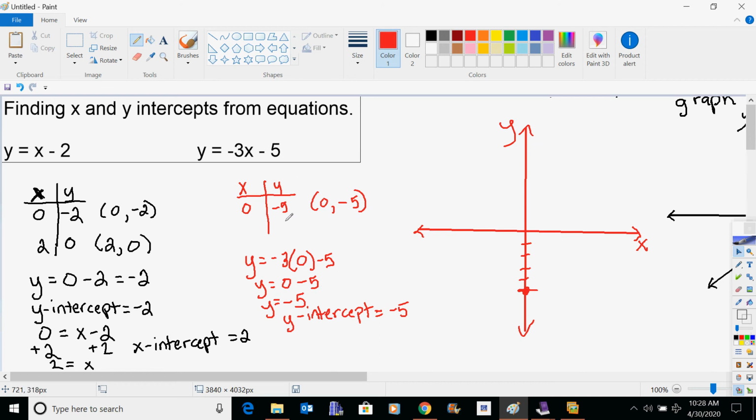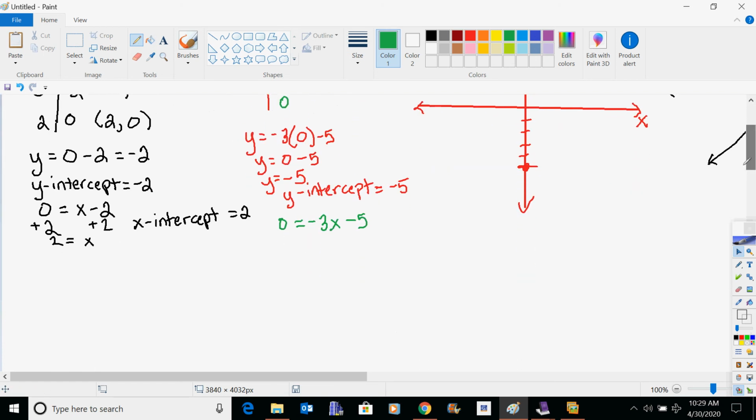Then in order to find our x-intercept, we're going to use a different color. You plug in for y equals 0. So I'm taking the y out and I'm replacing it with a 0. So I have 0 equals negative 3x minus 5.